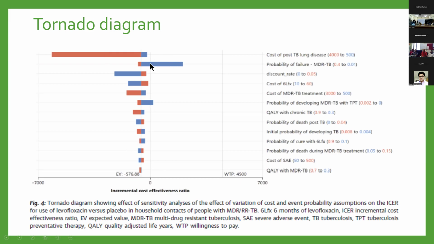And if you look at the one which brings the most uncertainty or is the most variable, it can range from 0 till probably minus 6,000, and that is on the top. That is the cost of post-TB lung disease. But still, that is not crossing your willingness to pay. Everything else, so this is probably quite a robust result which we have got. The ICER which we have got is probably quite a robust ICER.